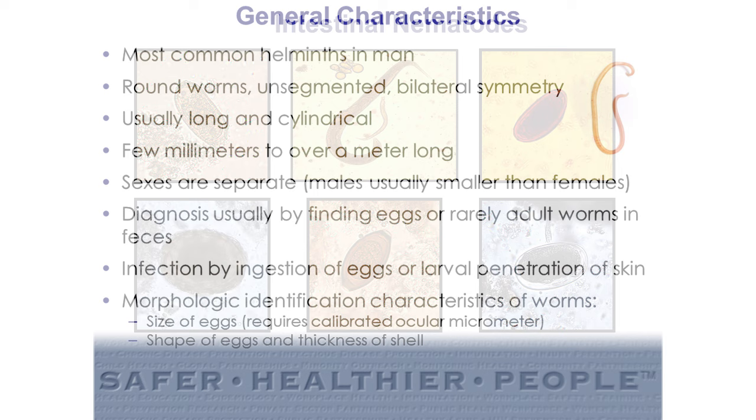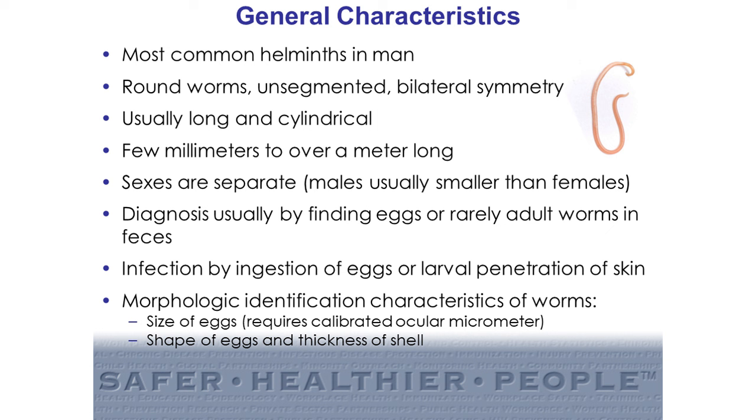These are some of the general features of nematodes. Nematodes are roundworms. They are unsegmented and have bilateral symmetry. They range in size from a few millimeters in length to over a meter. The intestinal nematodes that we shall cover today are diagnosed usually by finding their characteristic eggs and occasionally the adult worm in feces. Usually the sexes are separate.